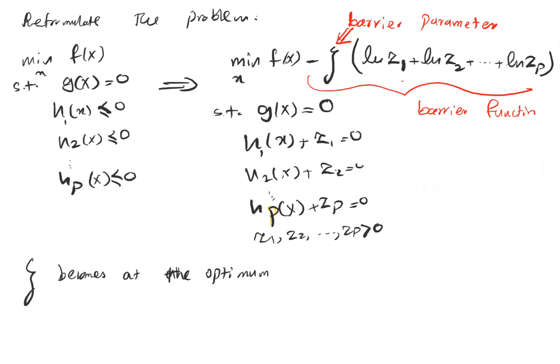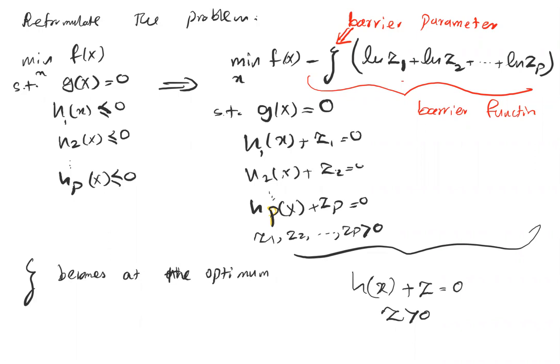Now, based on this updated formulation, we are going to write the Lagrange function. Before doing that, let me write the compact form for this. What do I mean by compact form? Instead of h1 to hp, we just write it in a vector format. H of x, which shows all of our inequality constraints, plus z is equal to 0, and z's are positive. And the same for the objective function. We just show this in a closed form, sigma i from 1 to p, ln zi. And the barrier parameter is also a positive value.